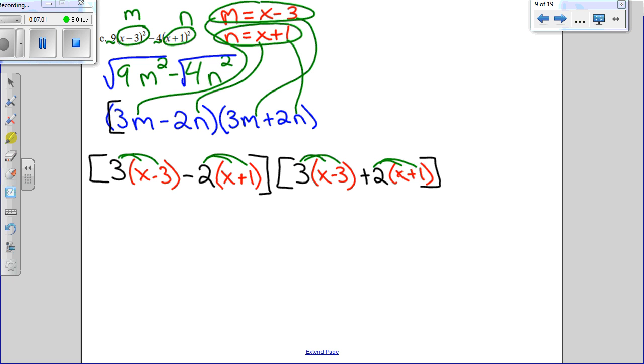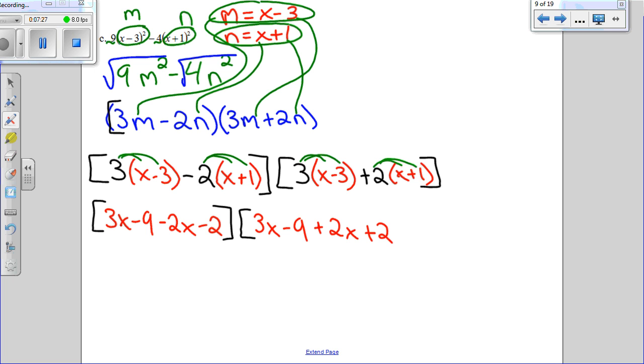This means in the first set of square brackets, if I did all my multiplication, I'm going to end up with 3x minus 9, minus 2x minus 2. The second set of square brackets, so multiplying 3x minus 9 plus 2x plus 2. Inside the set of brackets, I'm still simplifying if I can. I can collect like terms. So my final answer would be x minus 11.